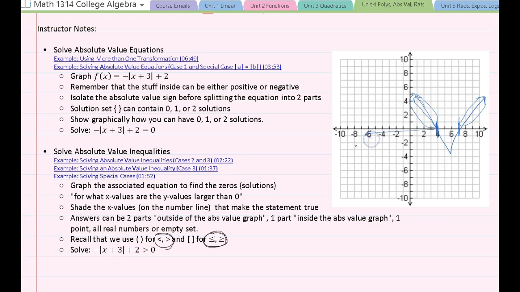If we wanted the values for which the y values are less than 0, we would only have this interval, the section between the two x-intercepts. This should remind you of the quadratic inequality solutions.